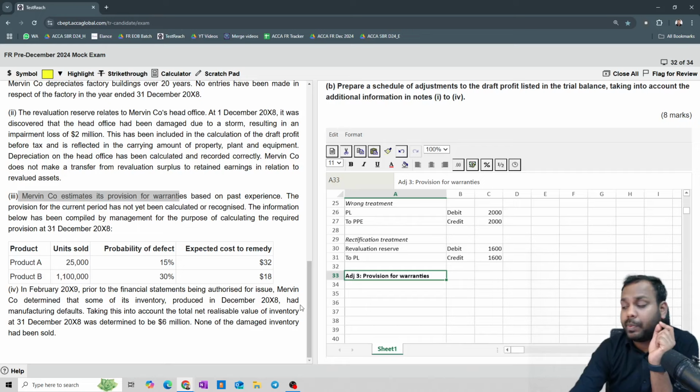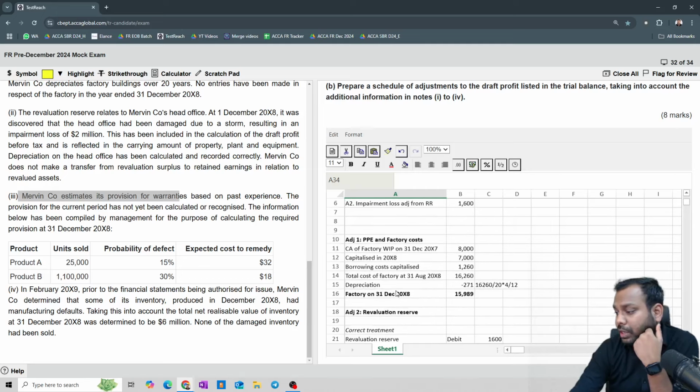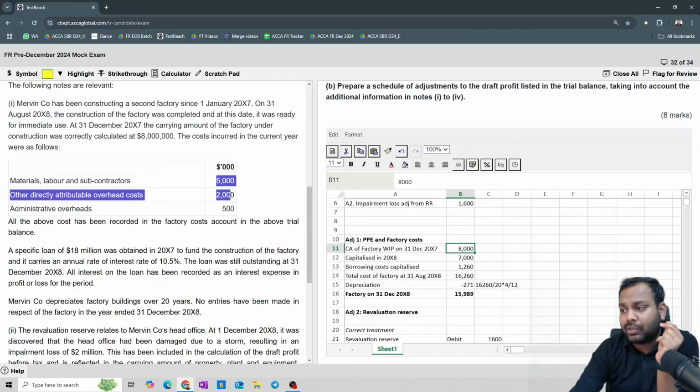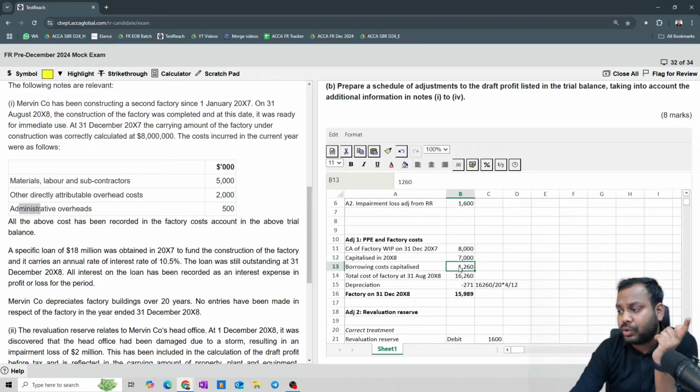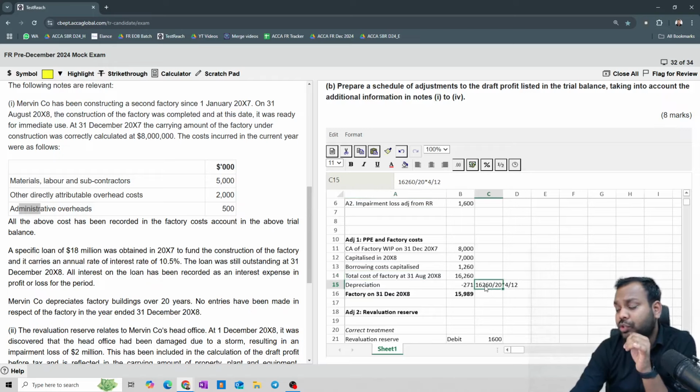Nandu is asking me to explain adjustment number 1 again, the depreciation of it. In previous year we incurred 8,000. In current year we incurred 7,500, but we will capitalize only 7,000 because admin overheads we don't capitalize. Borrowing cost we capitalize 1260. So total cost became 16260. This is what we capitalized on 31st August. Life was 20 years. From September to December is 4 months. So 16260 divided by 20 years for 4 months is 271 as depreciation. I hope it is clear, Nandu, to you.